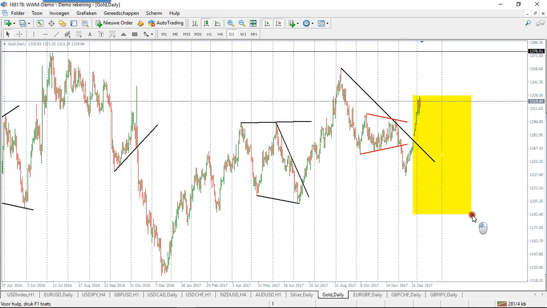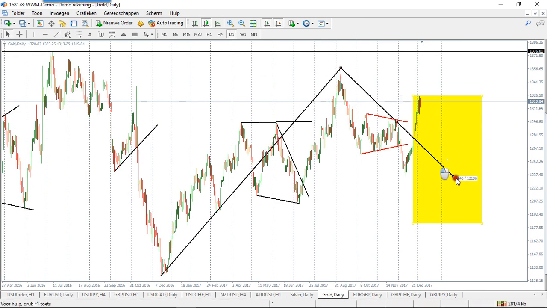The higher we go, the less likely at the moment, but in terms of the bigger picture for gold, and then I refer to the weekly, I actually want to see something like this. 3 waves higher, and then 3 waves lower, maybe even break out this low here, and then higher.